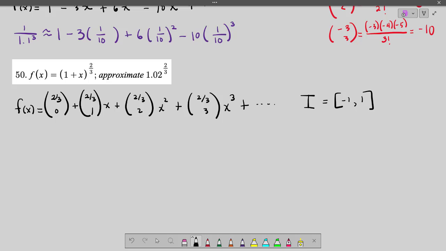And then we want to expand it. 2/3 choose 0 is 1. 2/3 choose 1 is 2/3. So those first two are pretty quick. And then we have to figure out what 2/3 choose 2 is. So 2/3 choose 2. We start at 2/3. We subtract 1. Divide by 2 factorial and simplify. So we get -1/9. That will be this coefficient.